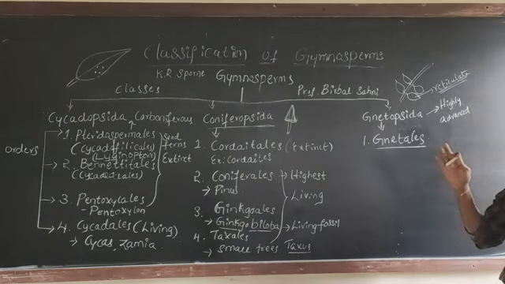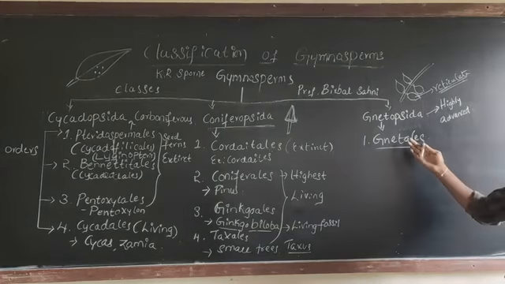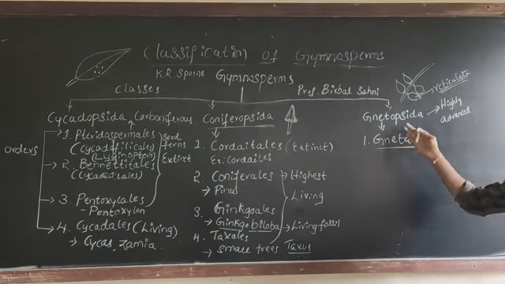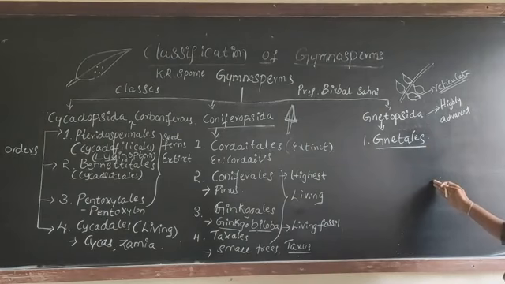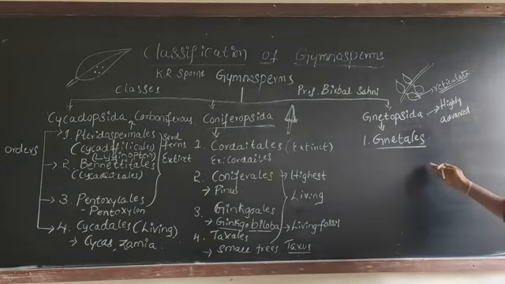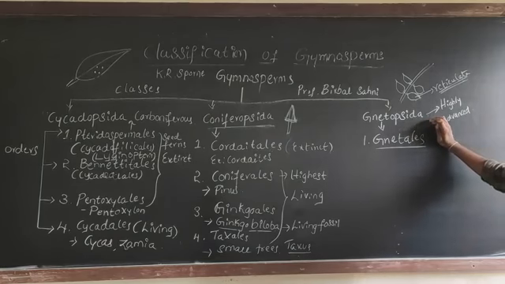In gymnosperms you will find only normal secondary growth. Secondary growth occurs in almost all the gymnosperms like Cycas, Pinus and all. But anomalous secondary growth is present in some of the members of Gnetopsida. So all these characters help us to understand that the gymnosperms which belong to this class Gnetopsida are considered highly advanced.